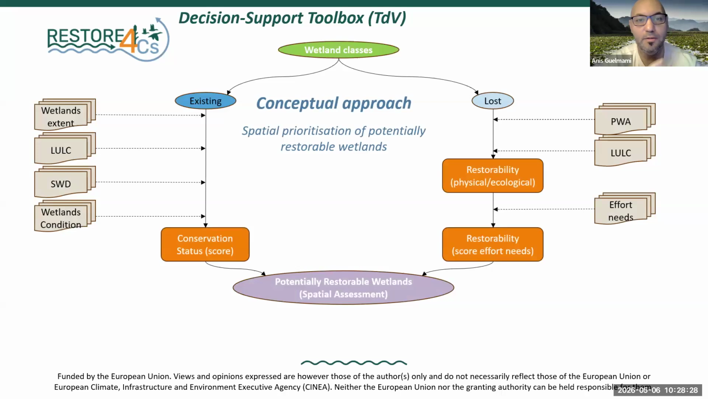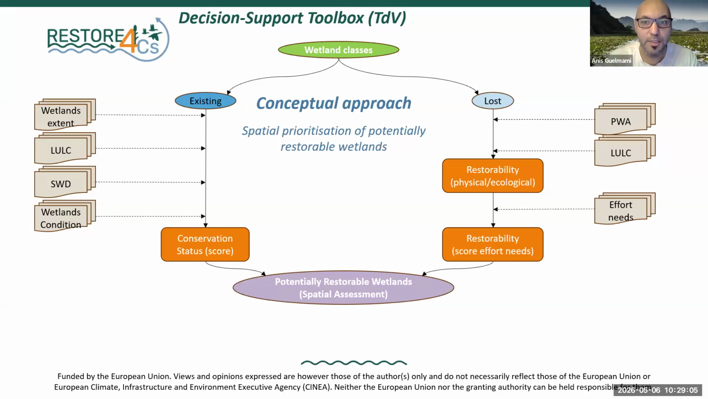Before jumping into the toolbox, just a few words about the conceptual approach we have used to develop this decision support toolbox. As Christoph was mentioning, it's a tool to spatially prioritize wetlands for restoration, and we've been focusing on two main approaches. One is to highlight the needs for restoring existing, degraded wetlands by integrating several data, like, for example, the wetland extent, land use, land cover pressures, surface water dynamics, etc.